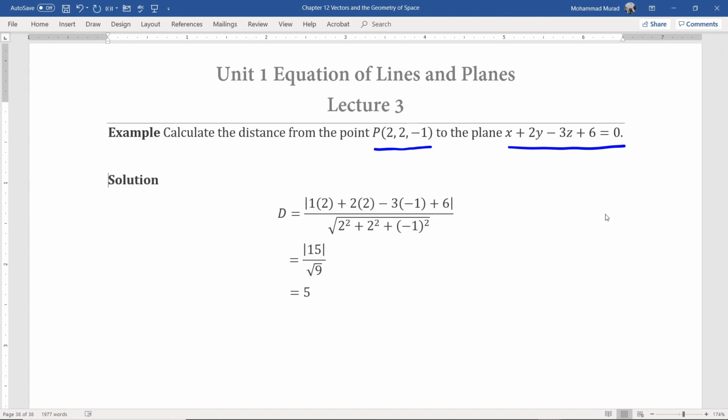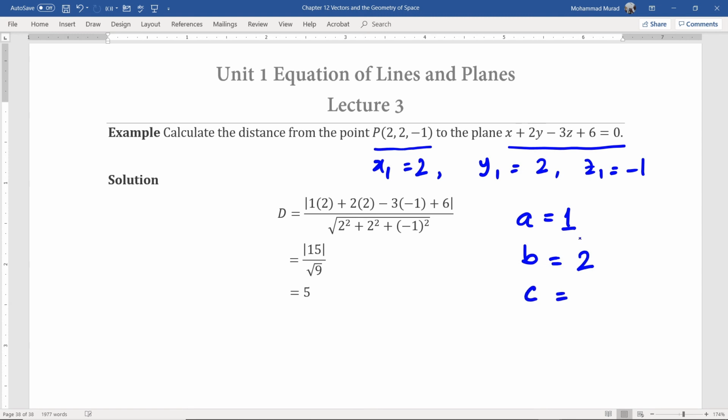Now by substituting x sub 1 equals 2, y sub 1 equals 2, and z sub 1 equals negative 1, and a as 1, the coefficient of x, b as 2, the coefficient of y, and c as negative 3, the coefficient of z, in the equation of the plane as the components of the normal vector into the formula we just proved. And this gives 5.